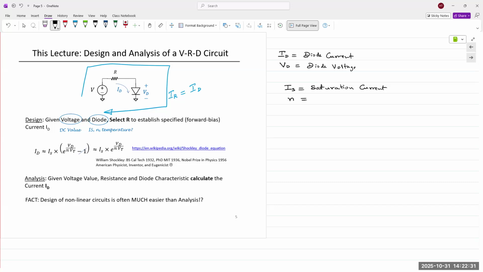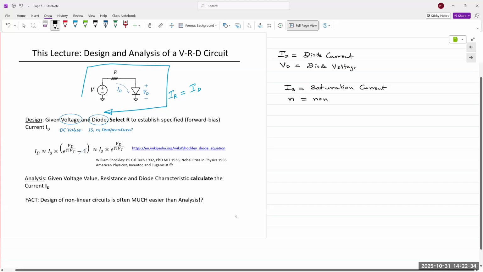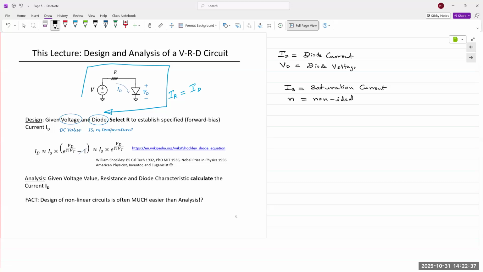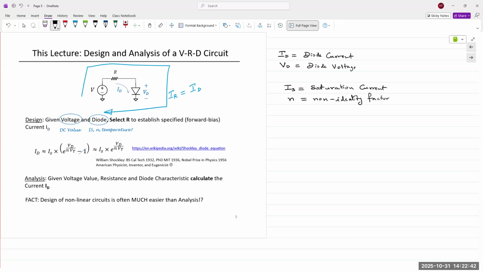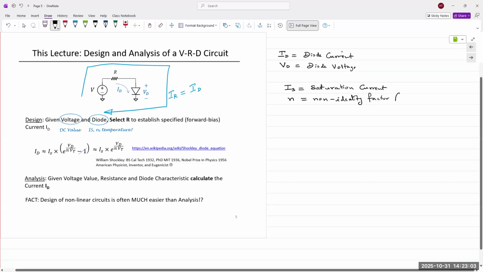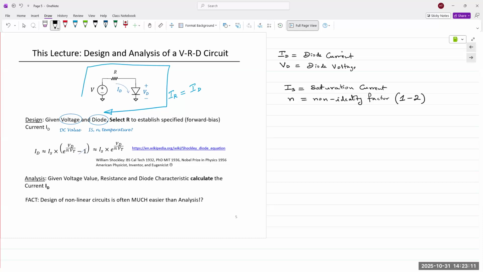Then there is something known as N, which is the non-ideality factor, because the diode is a non-linear device, right? And so a manufacturer will provide this in their spec sheet. So anytime you buy a diode, you look up the spec sheet, and the manufacturer will have the non-ideality factor in there. Typically, it's between 1 and 2. For most diodes, we simply take it as 1.